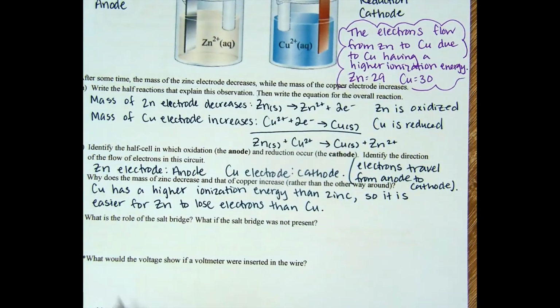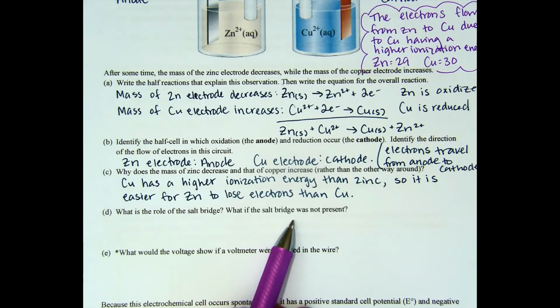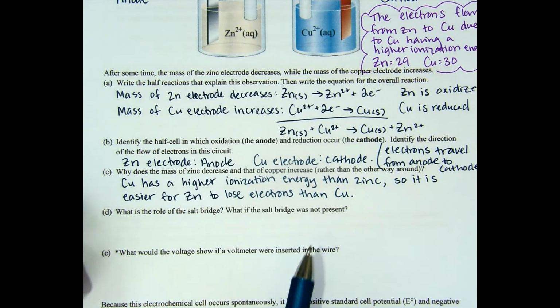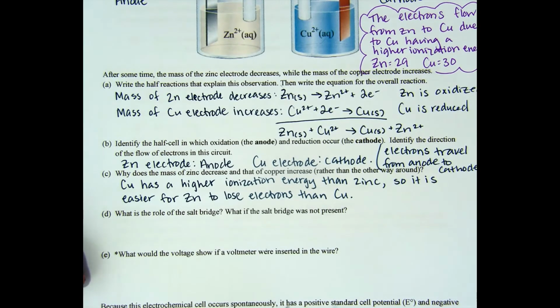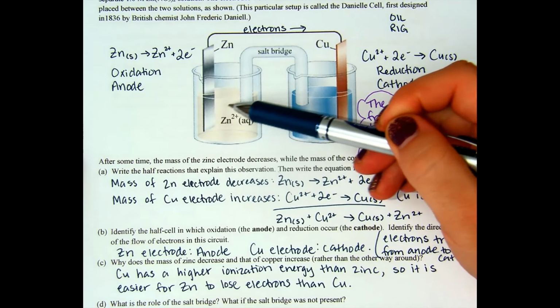Okay, so what is the role of the salt bridge? And what would happen if the salt bridge wasn't present? Well, the salt bridge allows for the migration of ions, and we have to have that because we have to complete the circuit. Because a complete circuit will carry electrical charge. It also keeps the solutions neutral. So if you didn't have a salt bridge, eventually there would be no electrons moving around, and that would be a dead battery.